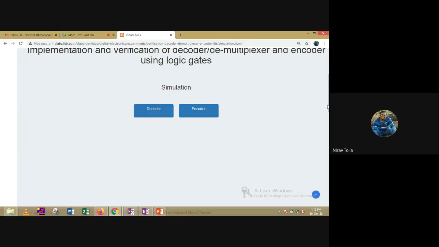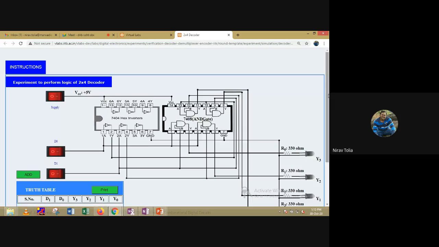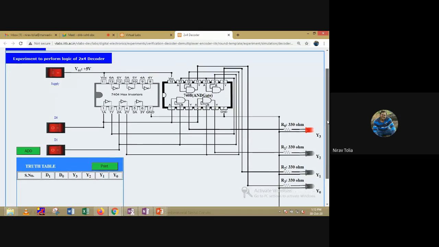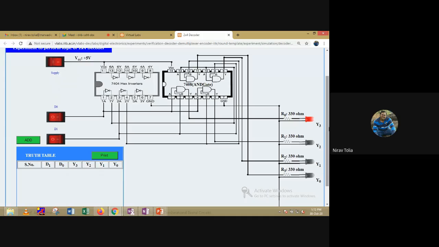Okay, so I think almost all of you have already performed the experiment. Let me also show you. If anyone has any doubt, you can ask me a question. It's really easy. Suppose you are giving the supply; supply is required to enable the input.